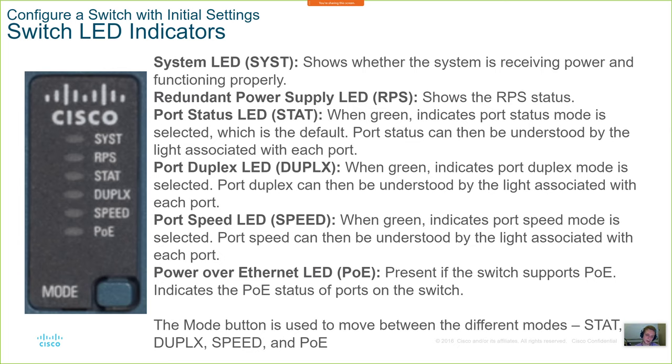Some other things we have here, these status, duplex, speed, and PoE lights are different modes we have on our switch. So if you look at the bottom, I don't like the way they organize this slide, but it says the mode button is used to move between different modes: status, duplex, speed, and PoE. So when we move through those different modes, the lights next to our physical interfaces on our switch, which they don't show, are going to change, right? So if we change to PoE mode, we're going to see the lights in relation to the PoE status of those ports. Same thing with duplex, speed, etc.